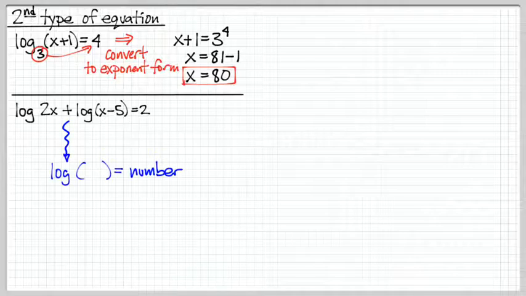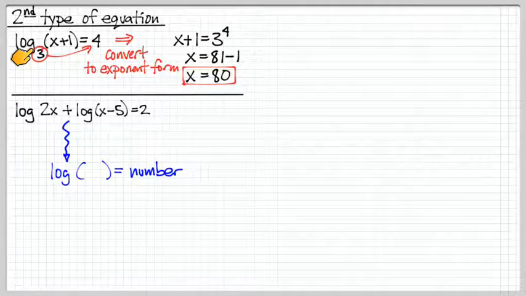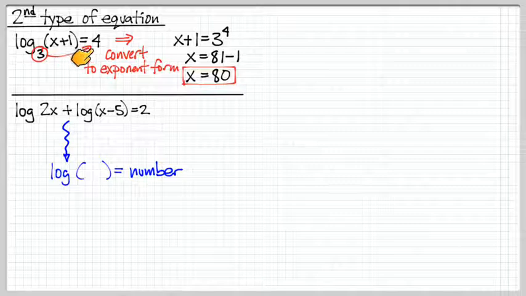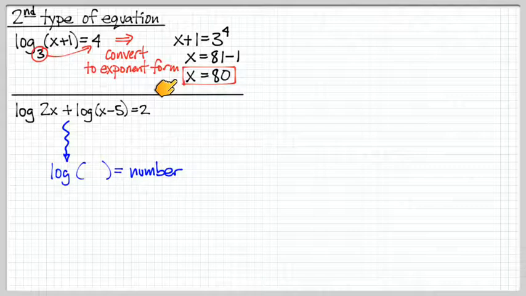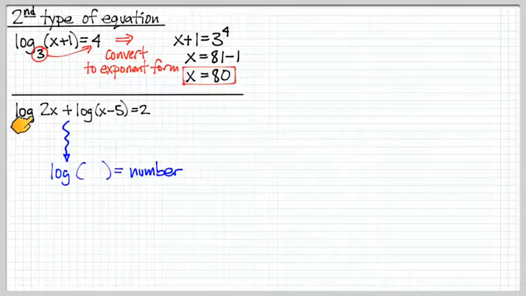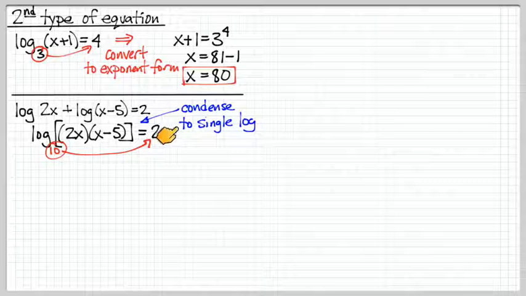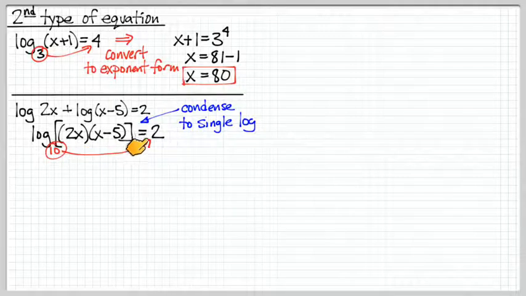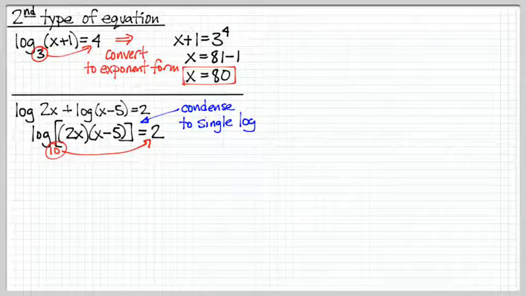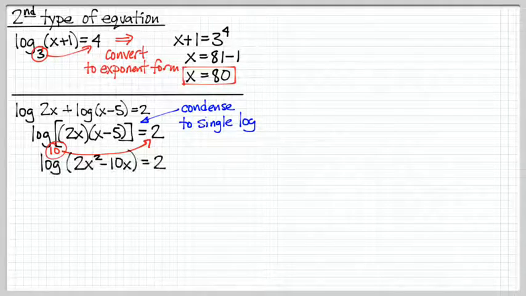And then in the other case, we have a log on one side, a number on the other side, and we convert it to exponential form to solve that. And if we have multiple logs, we can use our log properties to condense a series of log terms into a single log equal to a number, which we then again convert to exponential form to complete.